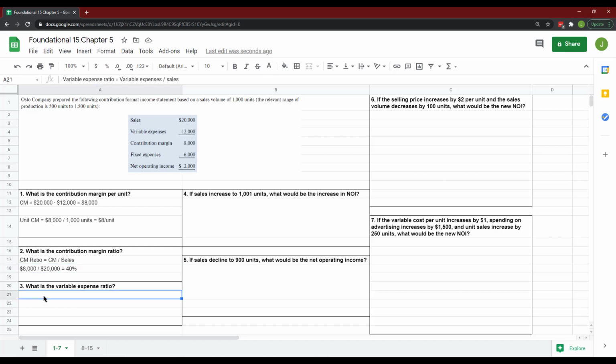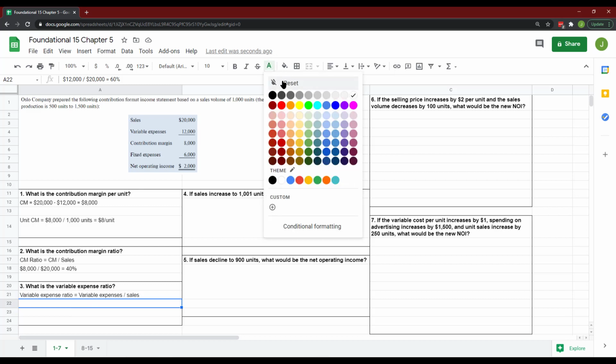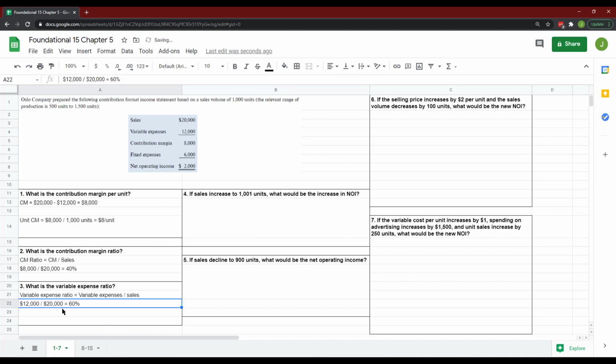Now the variable expense ratio, which is question number 3, it kind of ties into the CM ratio. They're connected to one another. So there's more than one way that we can calculate this. So we'll do the longer way first. So the variable expense ratio, it's the same idea, but instead of it being CM divided by sales, that's going to be your variable expenses divided by our sales. Now we're talking in dollars here. So our variable expenses, that is 12,000, so we're going to divide that by the $20,000 of sales, so we can see the variable expense ratio is 60%.